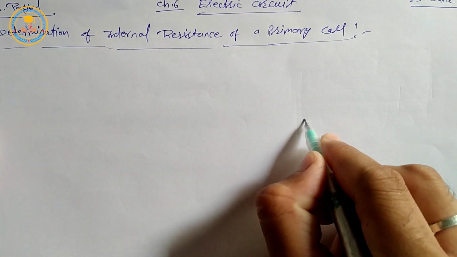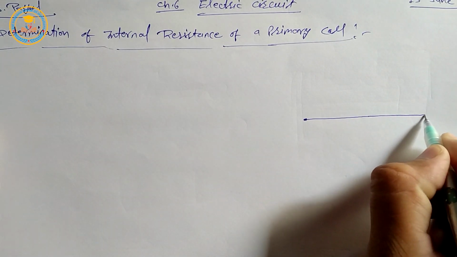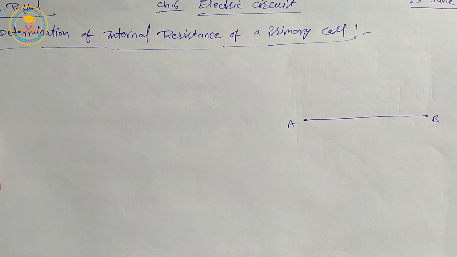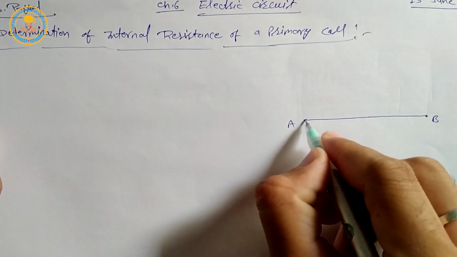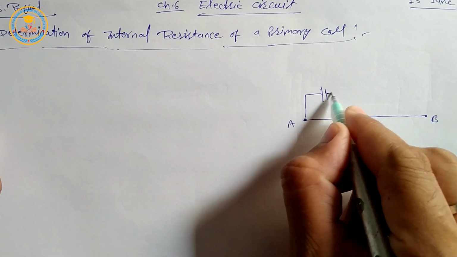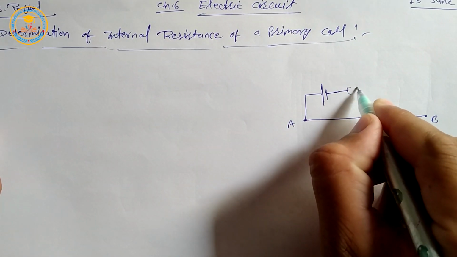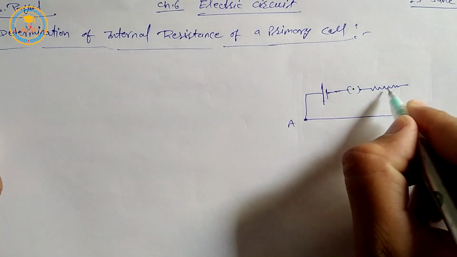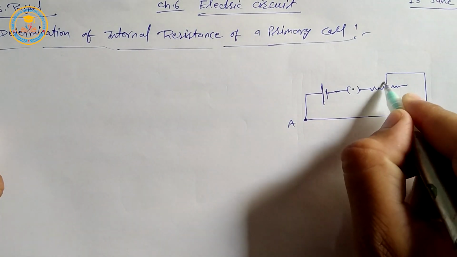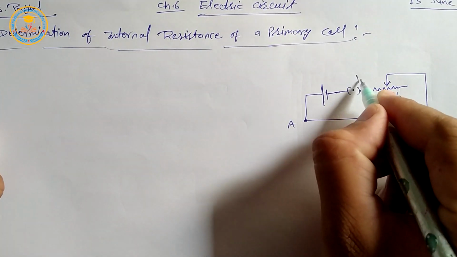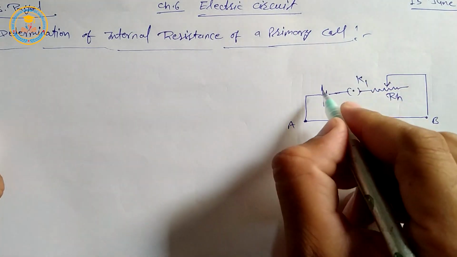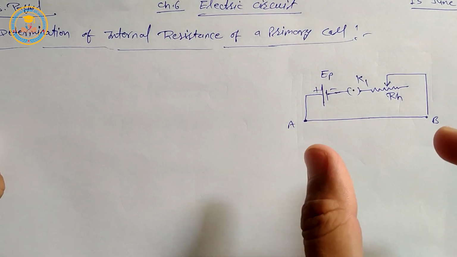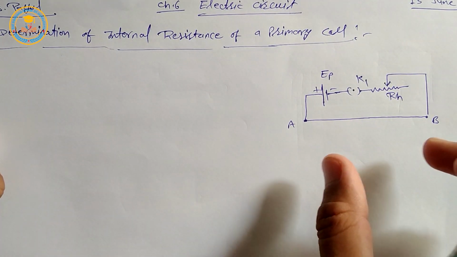Suppose this is the wire of the potentiometer AB. Then this wire is connected with a cell, a key and a rheostat in series. This is the rheostat RH, this is key K1, and the EMF of this cell is EP. This is the primary circuit.